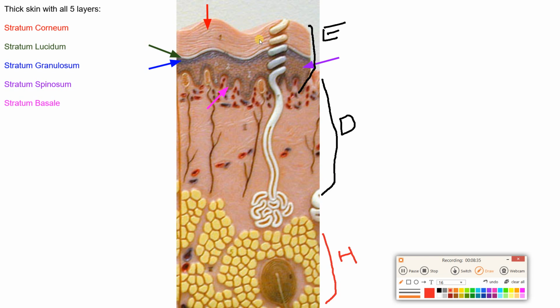Now, my epidermis in my thick skin has all 5 layers. Notice how the corneum is really thick here. Gives us more protection. And then the lucidum is the white line here deep to the corneum. Then the purple one is the granulosum. Then we got the spinosum, and the final single row of cells is the basale. And again, notice the waviness, which helps interlock the epidermis to the dermis.